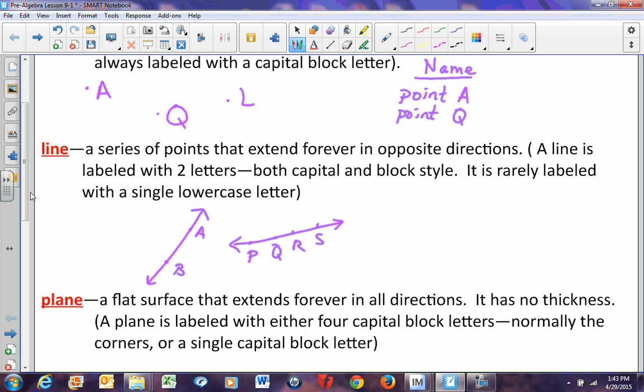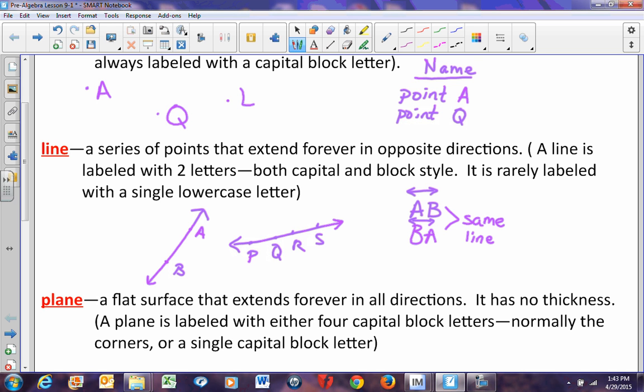Its symbolic name, if you wanted to name it, you name it with only two letters. It doesn't matter how many letters are on the line. But if I have AB here, I need to know that it's a line, so we give the line symbol above the letters. Line AB and BA are the same line. Okay, these are exactly the same line. It doesn't matter what order the letters come in.